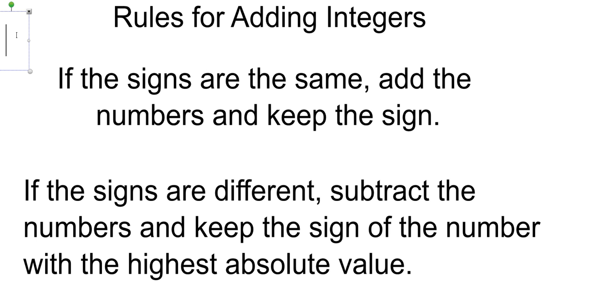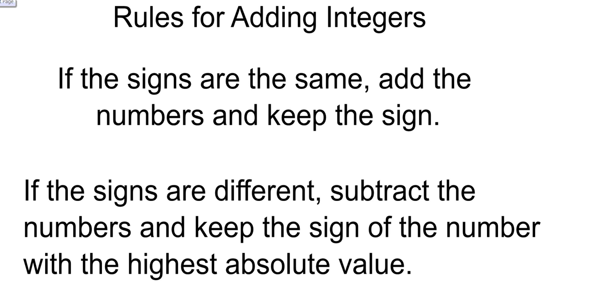Alright, so let's get into what we're really here for, and that is the rules for adding and subtracting integers. So let's take a look at the rules for adding integers. The first rule says this: if you have an equation or expression in which the signs of the terms are the same, then you're going to just add those numbers together and keep the same sign. Now, if those signs are different, you're going to subtract those numbers and then keep the sign of the number with the highest absolute value, the one that is the furthest away from 0.